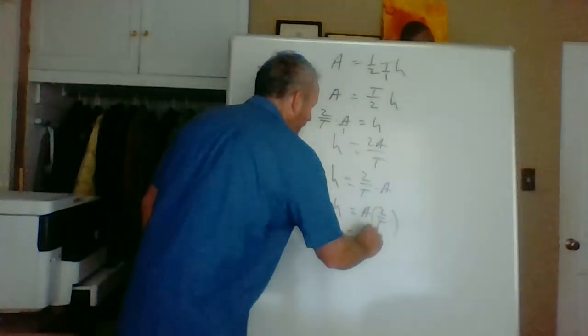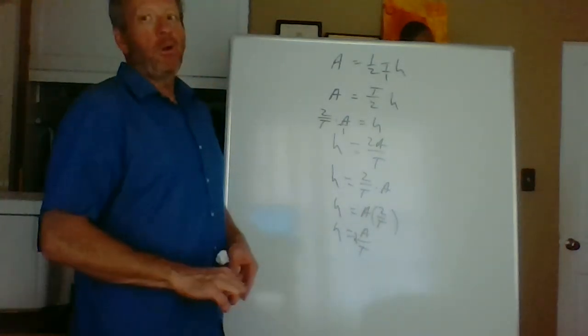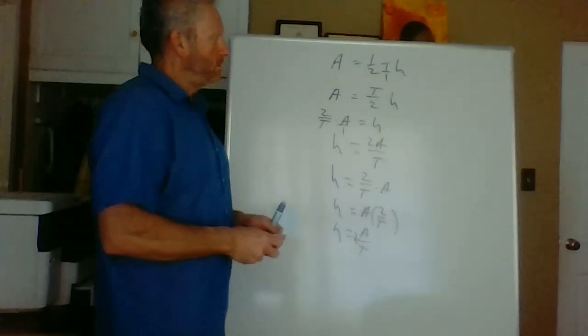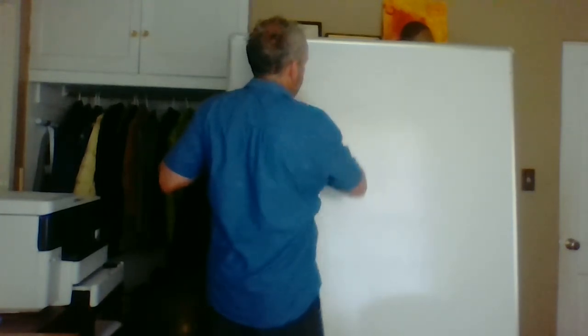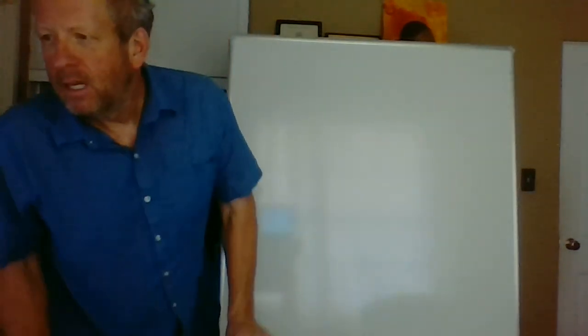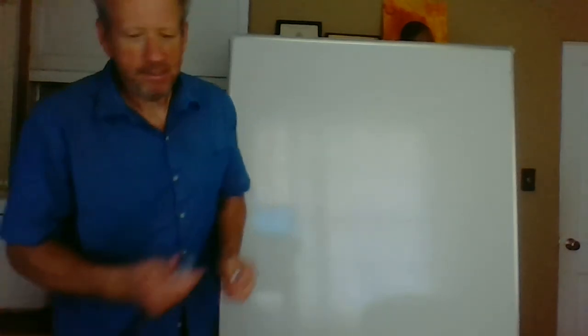You could write it like a over t, or 2 out in front like that. I mean, you could write it a whole bunch of different ways, and they're all acceptable. Next problem. Let's see. That was number 8. I already did number 9. Let's do number 10.